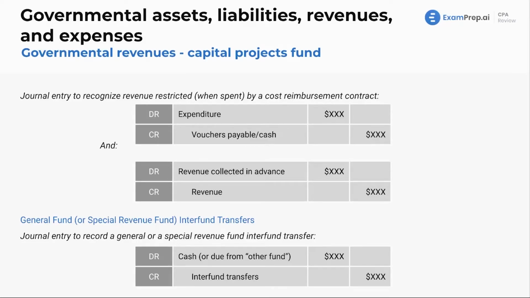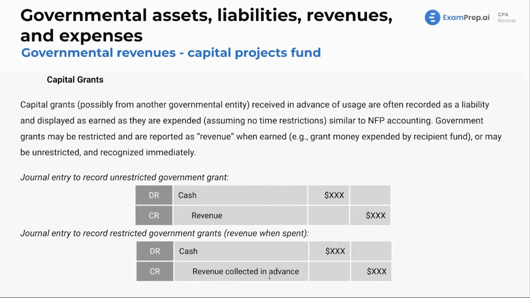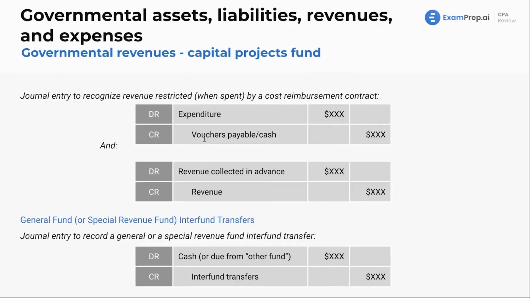Same concept there. What about journal entries to recognize revenue restricted when spent by a cost reimbursement contract? So this is basically now you're actually using that money and you want to recognize it. So right here, we're reversing out the revenue collected in advance. Revenue collected in advance, this is unearned, so unearned service revenue. All right. So first, we've got expenditures, expenses, and vouchers payable or cash. This is when you actually spend it, right? Just like if you are spending money to buy inventory or on construction, you're going to debit an expense to increase it. You're going to credit a liability, maybe because you don't use the cash, or you're going to credit cash because you used cash. And then after that, you're going to get rid of the liability of unearned revenue, and you're going to credit to increase the revenue account.